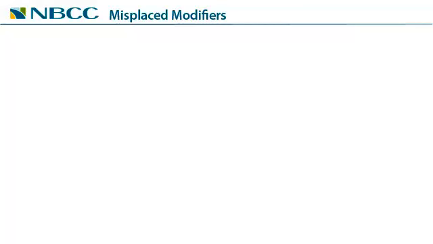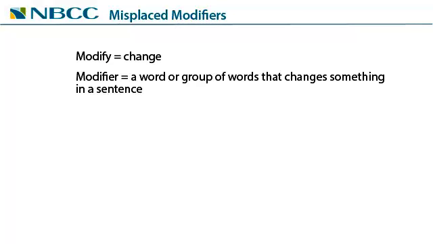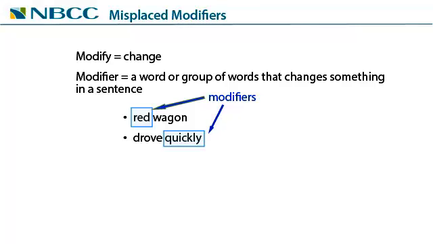The word modify means to change something. So a modifier is a word or a group of words that changes something in a sentence. It changes some element of the sentence either by describing it or by telling when, where, or how. A modifier can be a single word like red wagon or drove quickly. Red describes or modifies the wagon, and quickly describes how the person drove. They are modifiers.